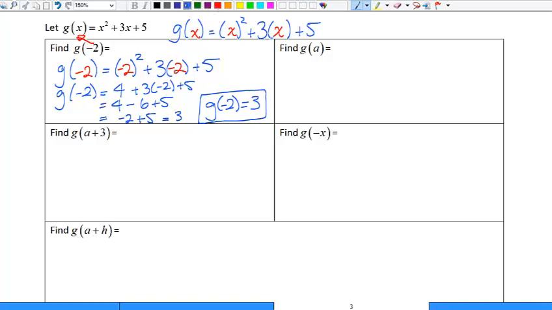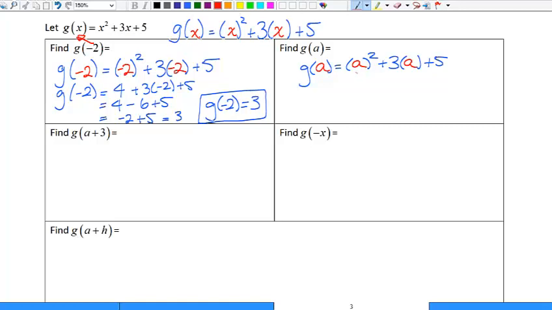All right, let's do the next problem. The next problem says g of a. So I go back to my g of x problem, my function. G of x equals x squared plus 3x plus 5. And every time you see an x, leave an open parentheses. Next, come back and plug in those open parentheses with our new value, whatever's inside the parentheses, which in this case is a.